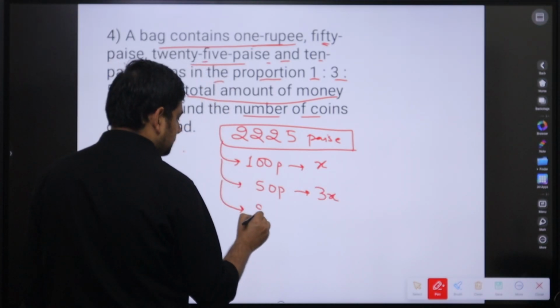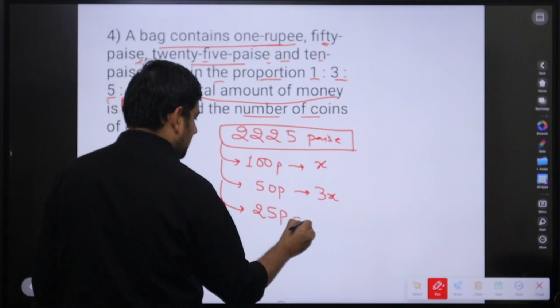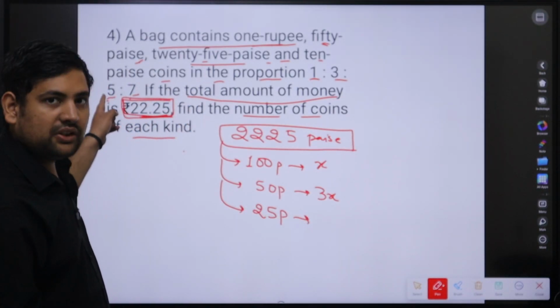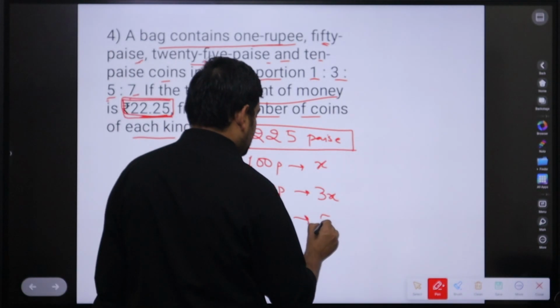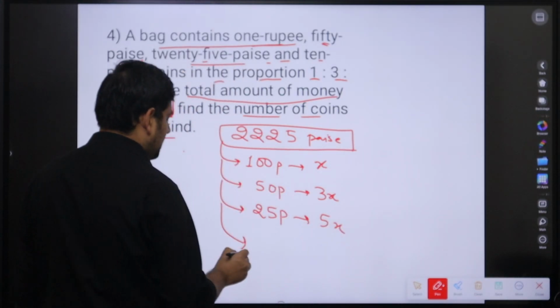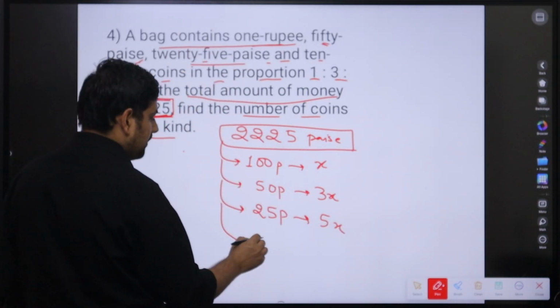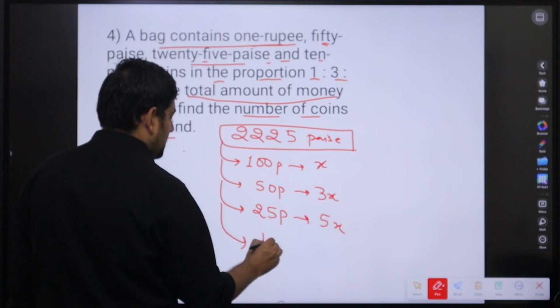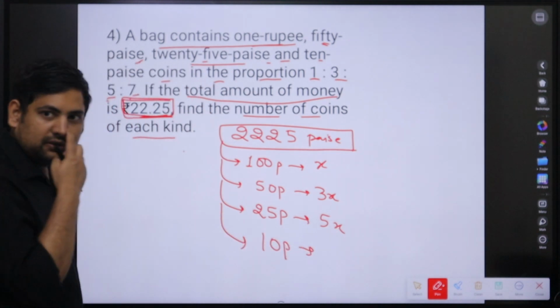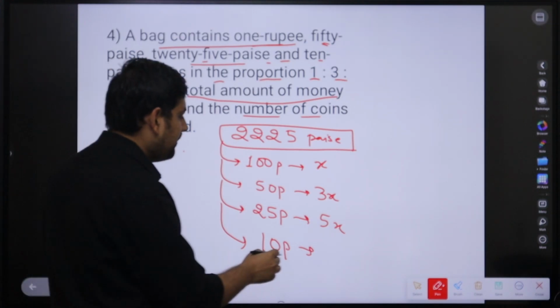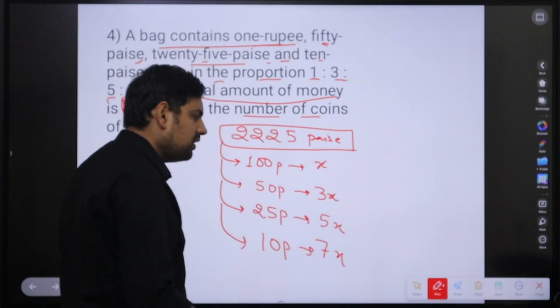Next is 25 paise. So 25 paise, how many will you have? You will have 5x. Next, after 25 paise, you have 10 paise coins. And how many do you have of 10 paise? You have 7x, correct? Just by following the proportion.